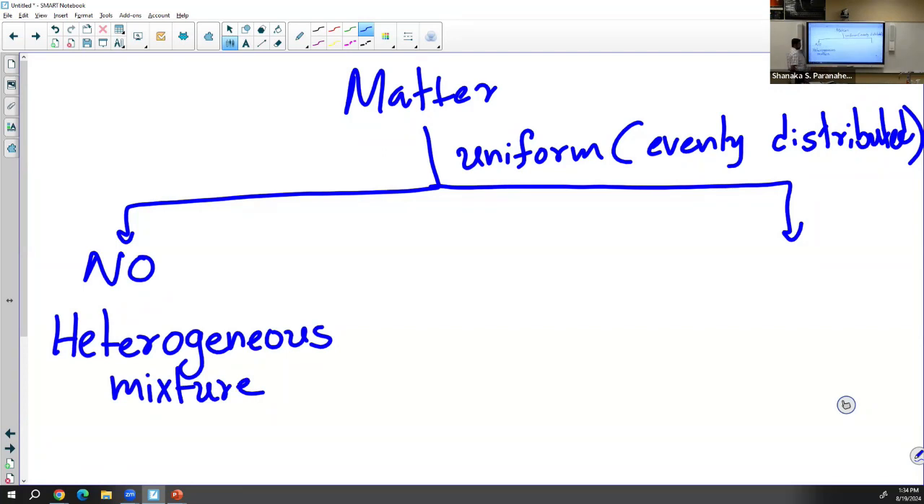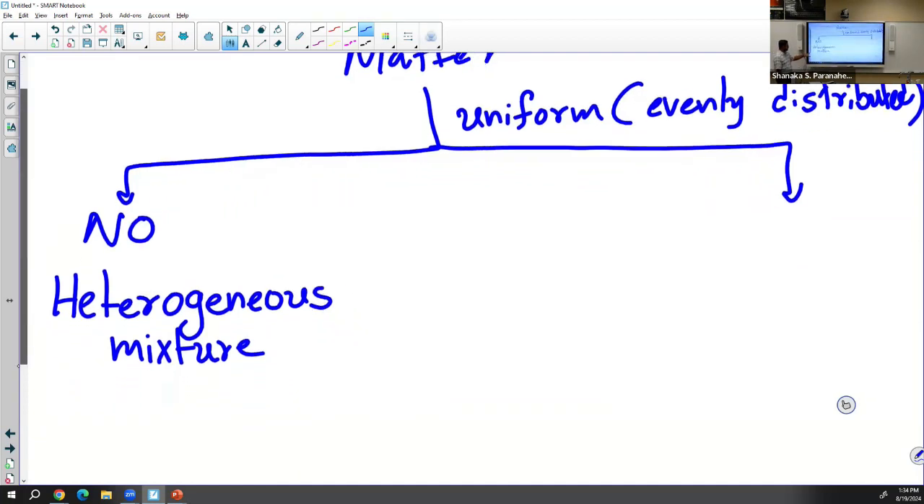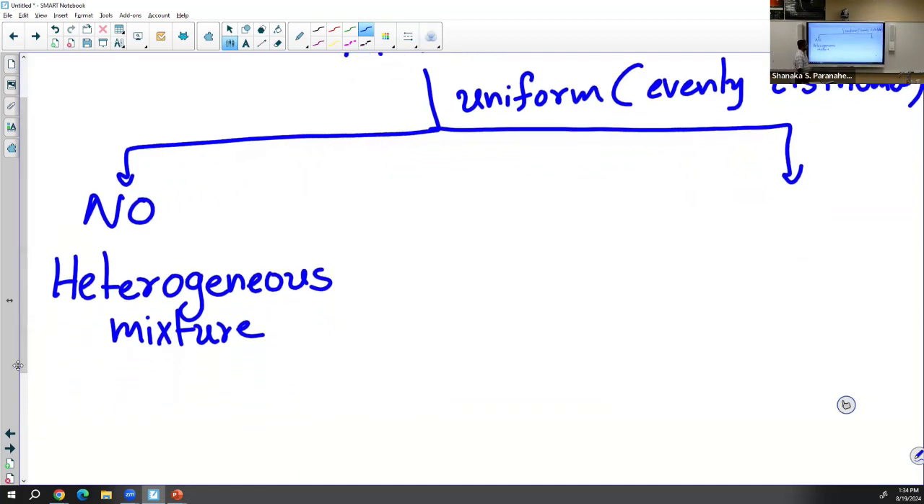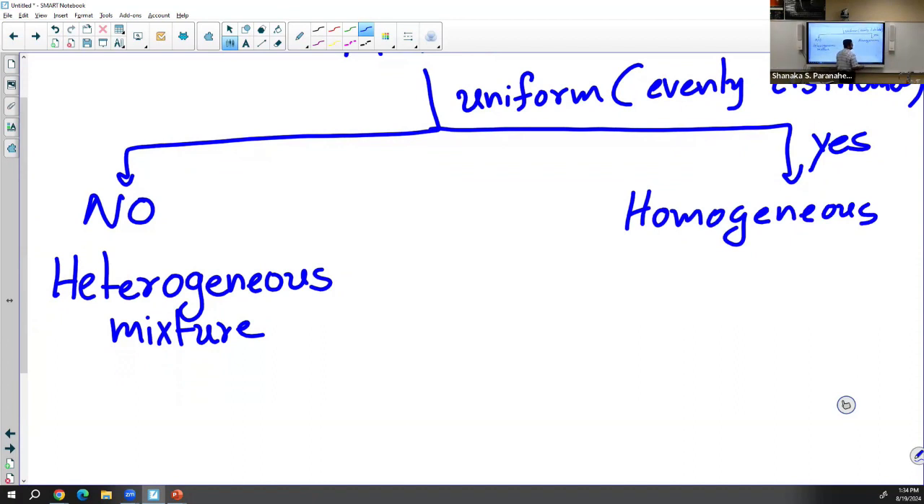It's always going to be a mixture, because if it is non-uniformly distributed, it means there are more than one type of substances. It can be two different elements or two different compounds or more than two. So it's always going to be a mixture. And if it is evenly distributed, then it is called homogeneous. If it is a homogeneous substance, again, we can divide that into two different types.